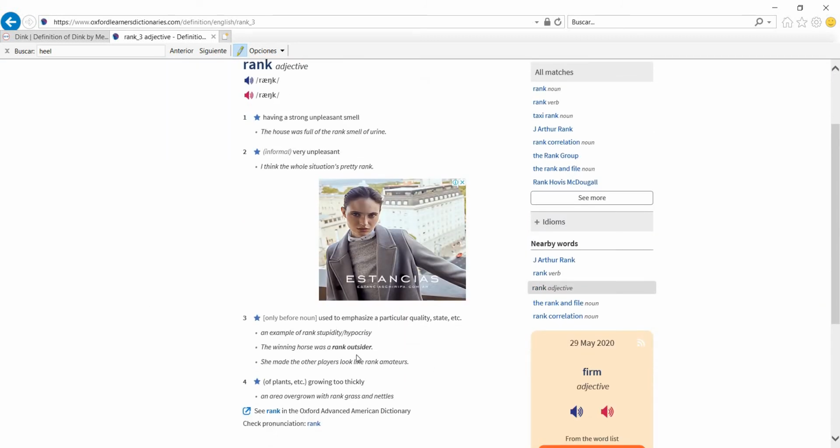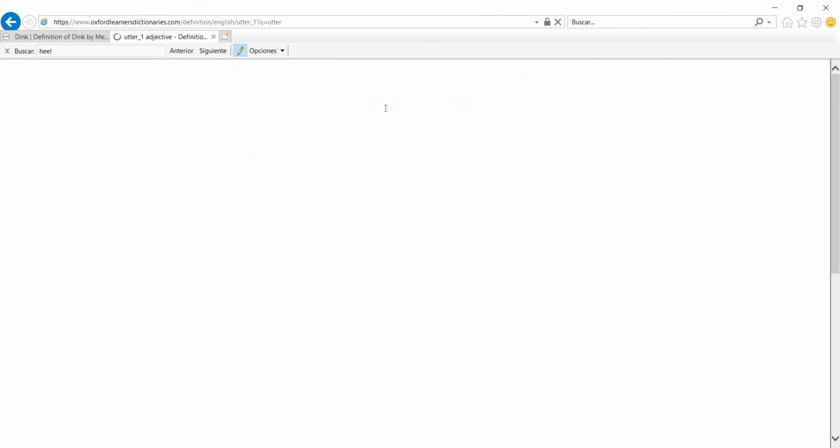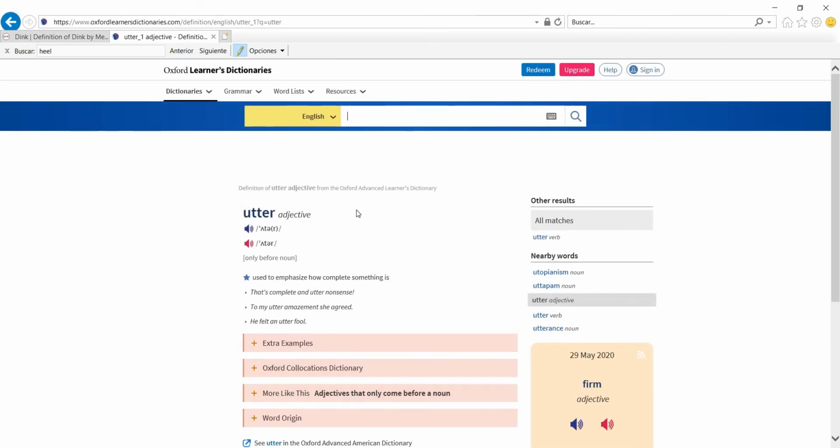So rank stupidity or rank hypocrisy, and a rank outsider, right? Rank amateur. So it seems that rank lends itself to occur with more words, right? And there's also utter, all of them meaning complete. You have the example utter madness, but the typical one is utter nonsense, right? Utter amazement, an utter fool, right?